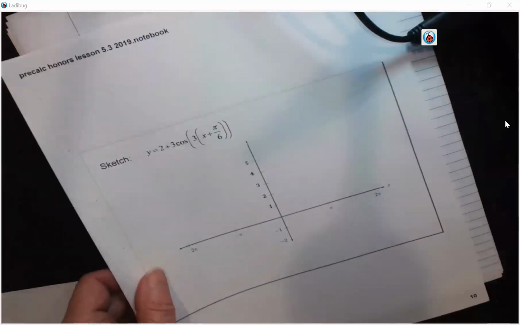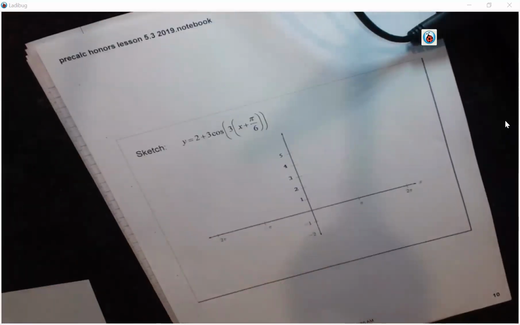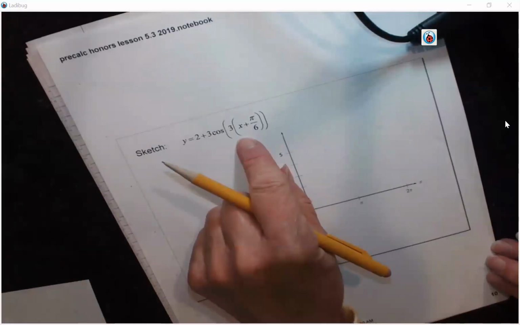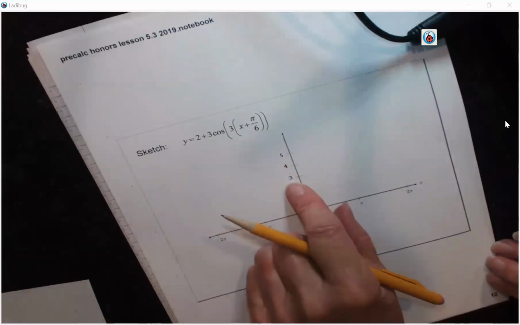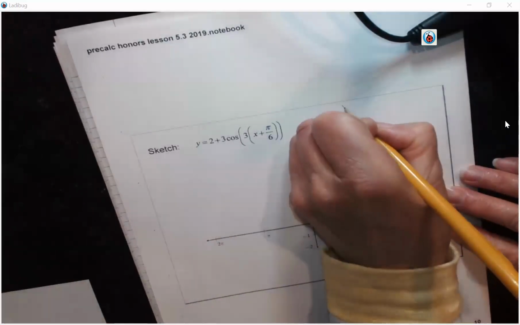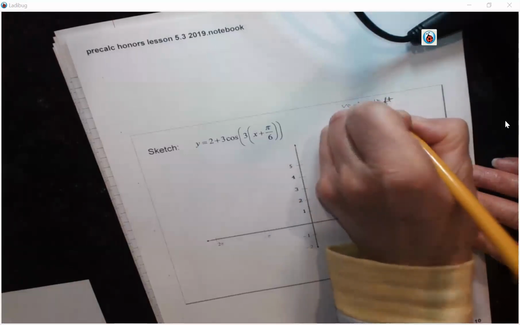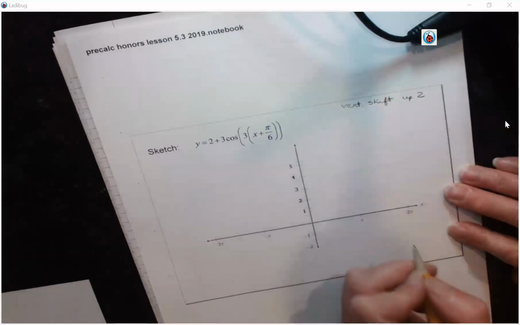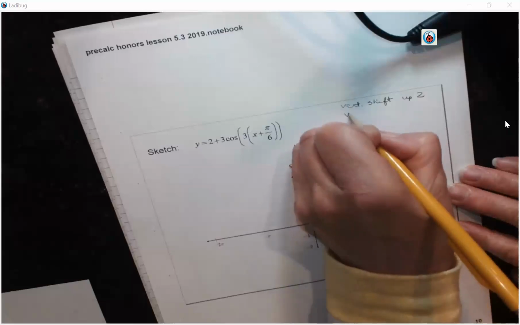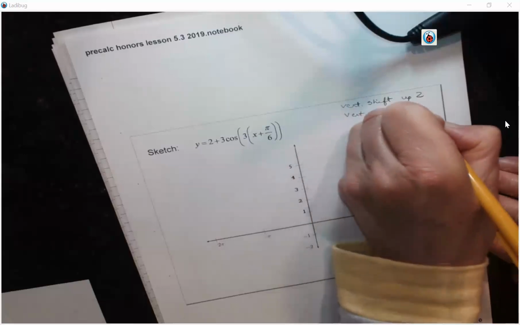Okay, this is the last one. And hopefully, I think I gave myself enough space here to do this one. Y equals 2 plus 3 times the cosine of the quantity 3 times the quantity x plus pi over 6. So we have all sorts of things going on. We have a vertical shift. We're going up 2. We have vertical stretch by a factor of 3.